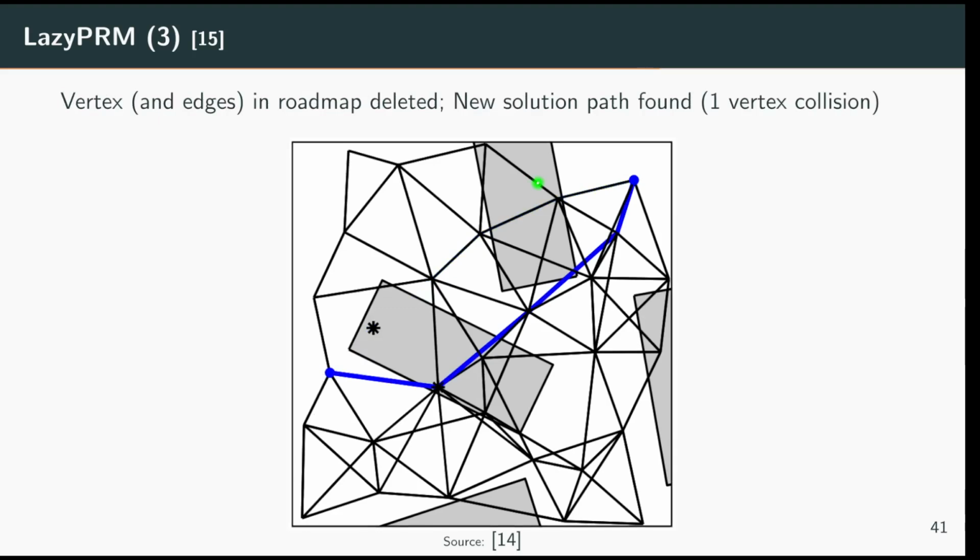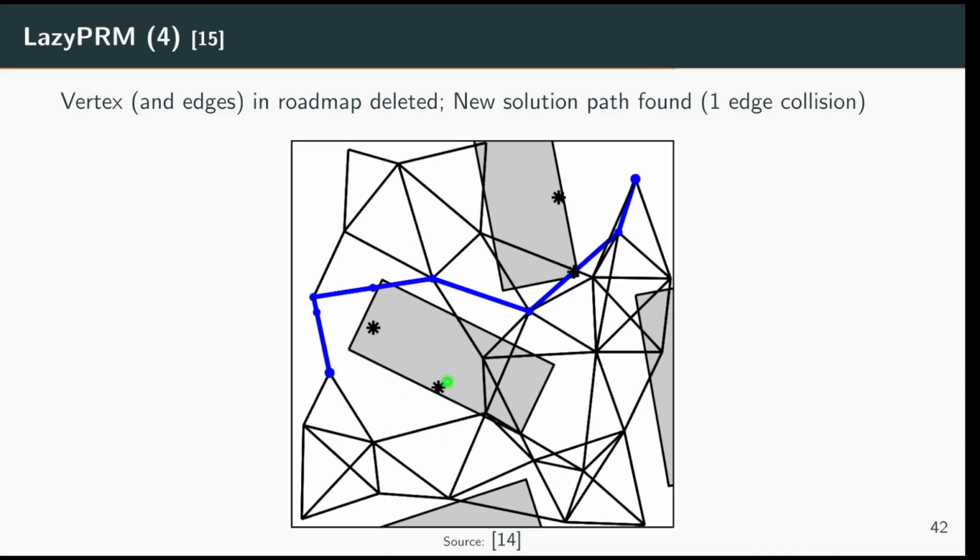Which means now we can remove that vertex. If we remove a vertex, all the edges that go in and out of it get removed. So our roadmap becomes sparser, and we can repeat. Now we plan again from our start to the goal. Again, we check from here to here, and we find there's another collision. We remove it, which removes a lot of edges too, and repeat.